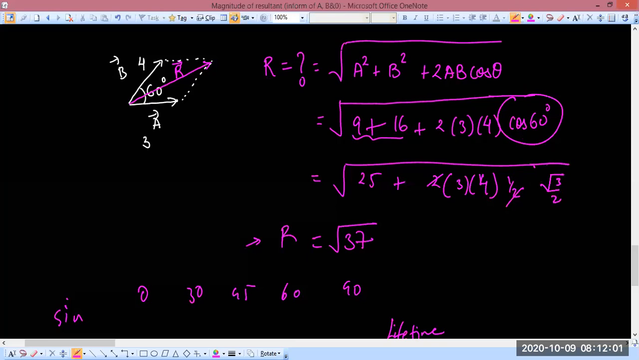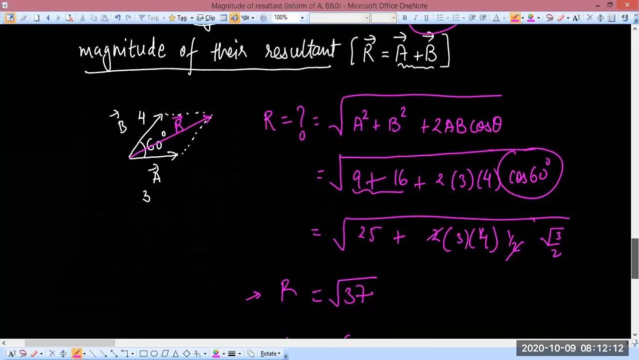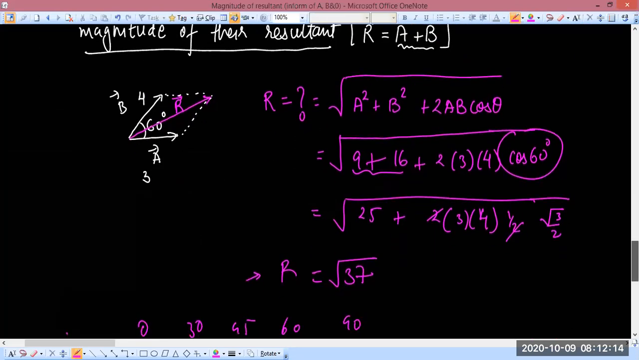I'm absolutely sure about that. So please be careful with it. Nevertheless, this is how you use this formula. All right, this is how you use the formula.